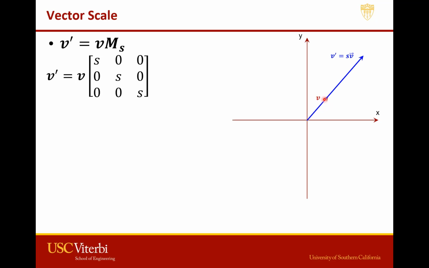So here is an original vector v, and then we've scaled it up by multiplying it by some scalar s. So we got v prime equals s times v. And as a matrix, we can write that like so. You just put the scale along the diagonal, and you multiply that out, and you just get sv.